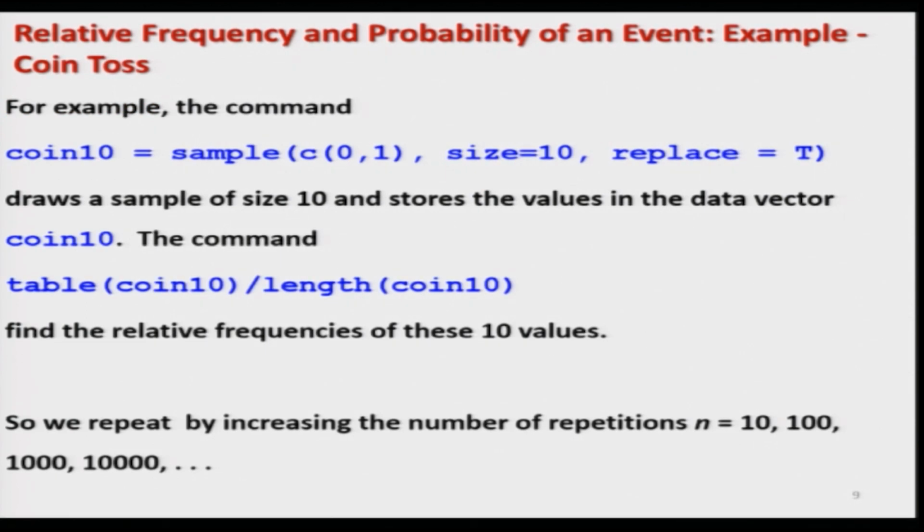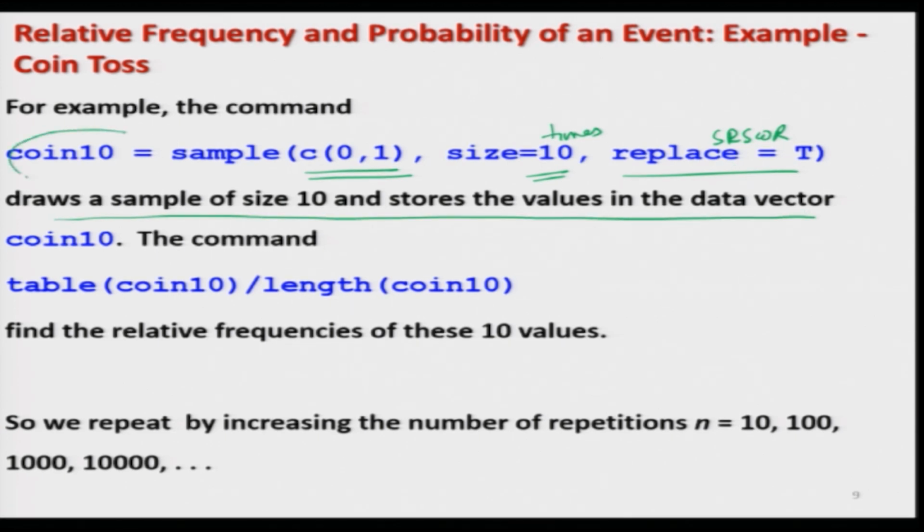Suppose I first show you the outcome of an experiment I already conducted, and I have prepared slides here, and after that I will show you the same thing in the R console also. If I take two numbers here, 0 and 1, and I want to repeat this experiment of drawing head and tail, or equivalently 0 and 1, say 10 times, for that I can use simple random sampling with replacement, that is replace equal to T. So, this command, sample of c(0,1), size equal to 10, replace equal to T, will draw a sample of size 10 and store the values in the data vector, say coin10.